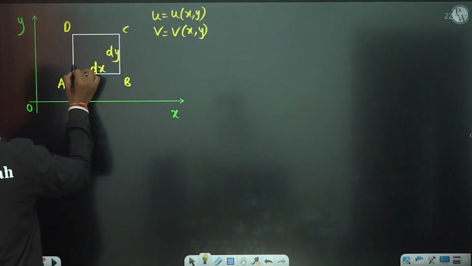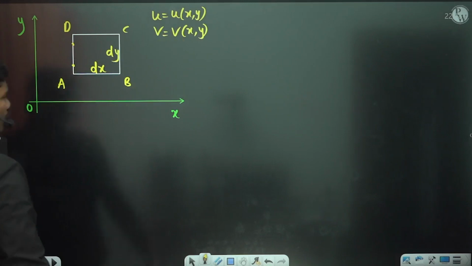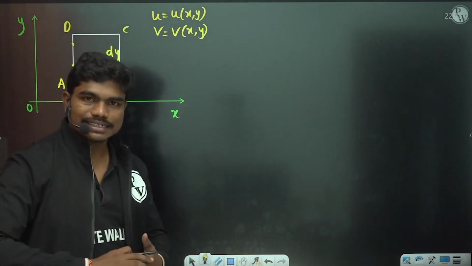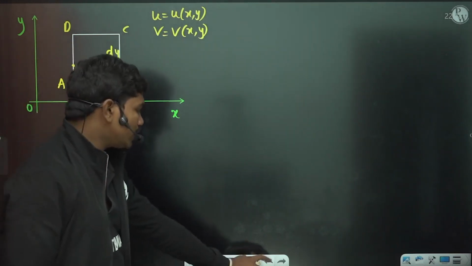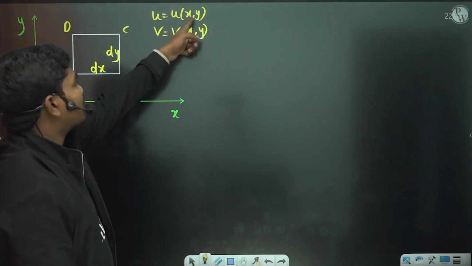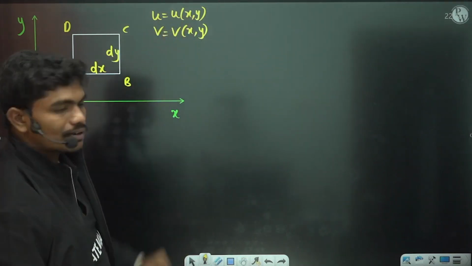If these two are not at the same velocity, then they will try to deform, correct? So we have seen the rotation is due to the dependence of u with respect to y and the dependence of v with respect to x, correct?